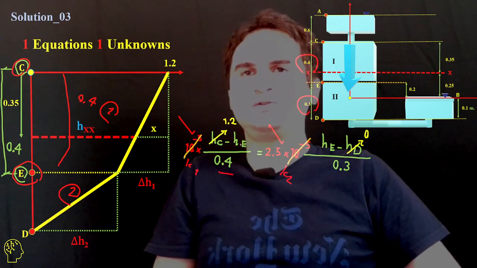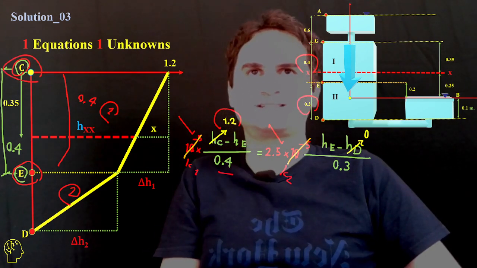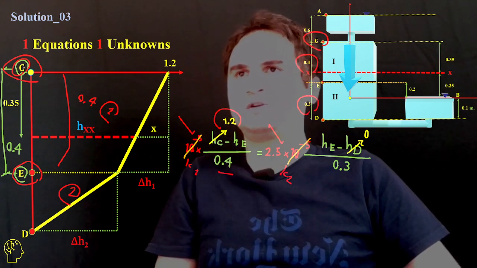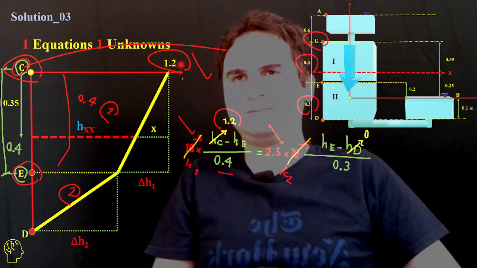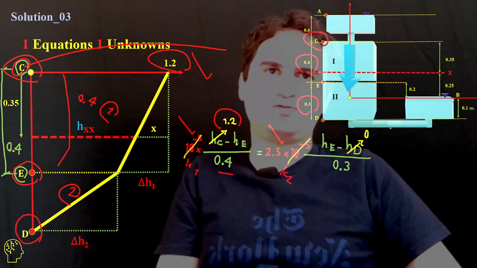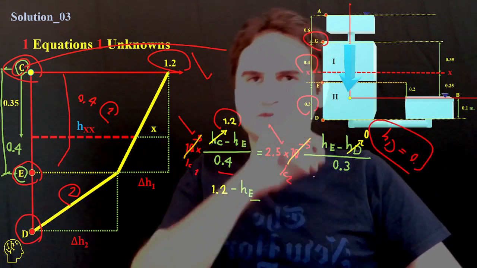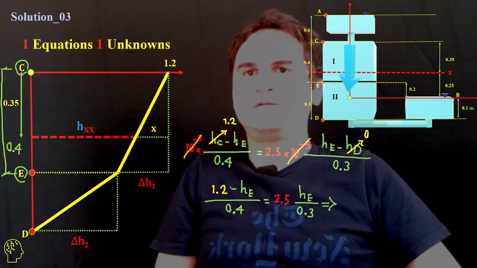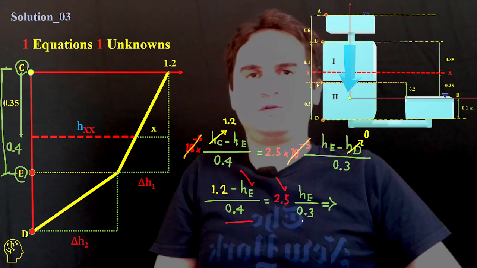If you take a closer look, you can easily see H at C is the total head of water, because we just stand at C. You can easily calculate H at C, which is the total amount of water, 1.2, as you can see in the figure, and you can also calculate that based off the equation. And H at D is 0, as we already calculated in the previous video. So if we just replace them, it gives us 1.2 minus HE over 0.4 is equal to 2.5 HE over 0.3.